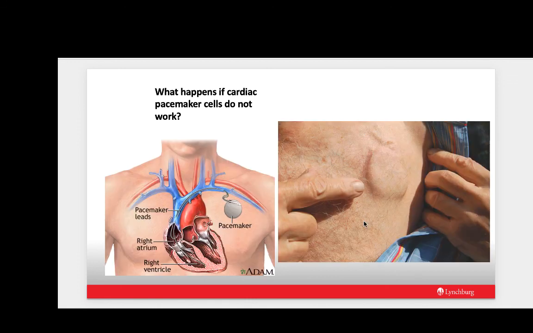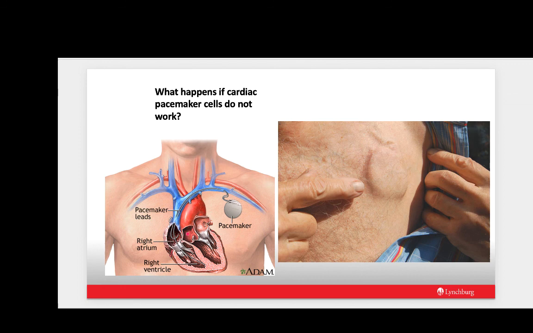What happens if your cardiac pacemaker cells don't work? So what if you have a heart attack or something happens and they don't contract like they're supposed to? Well, this would be a case where you would have patients with pacemakers. They're implanted, they're about the size of a quarter, and they're going to put them right underneath the skin, and then they're going to feed the wires down into the heart, typically into the right side of the heart, and it's going to provide some external stimulation.